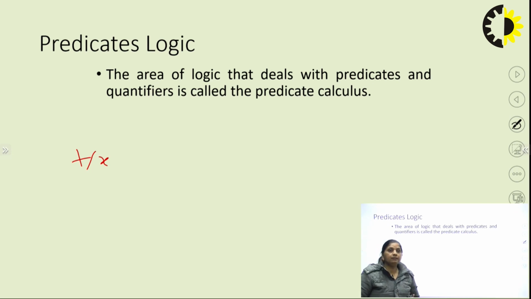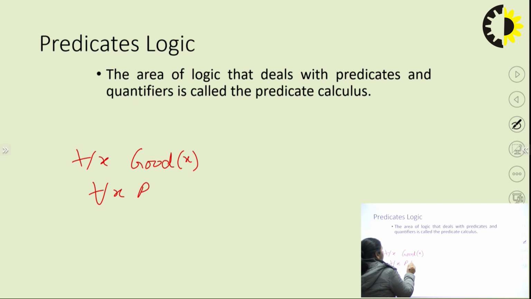Okay, now what else do I want to present? That these X are good. So what is the way to present it? That is a predicate: X is good or not. So good is my predicate here. For example, if I say for all X, Px, this predicate is true for all the values of X.